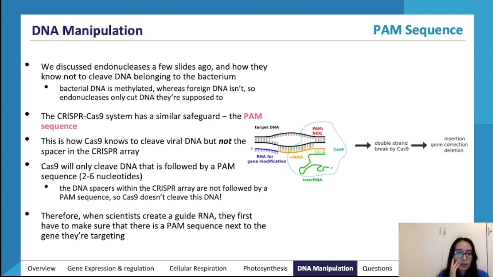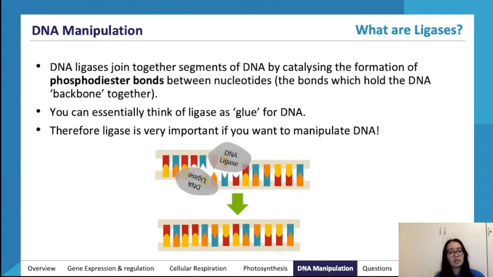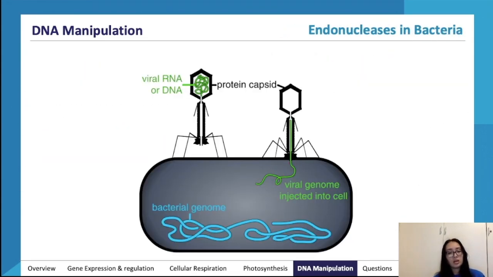We discussed endonucleases a few slides ago and how they know not to cleave DNA belonging to the bacterium. Actually, I don't know if I did that or not, but I'll let you know now. Bacterial DNA is methylated, whereas foreign DNA isn't. So if we go back a few slides, here you've got the bacterial genome, and here you've got the invading viral DNA or RNA. And so the endonucleases are going to cut up this invading DNA because they scan it.